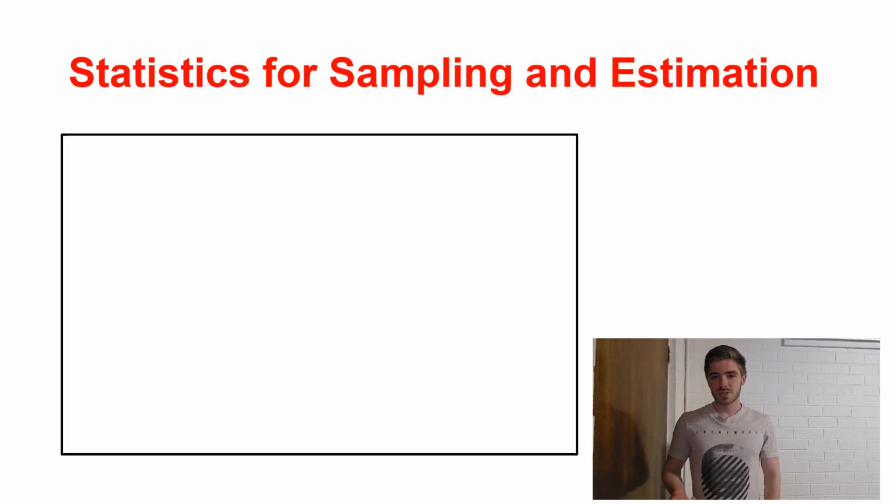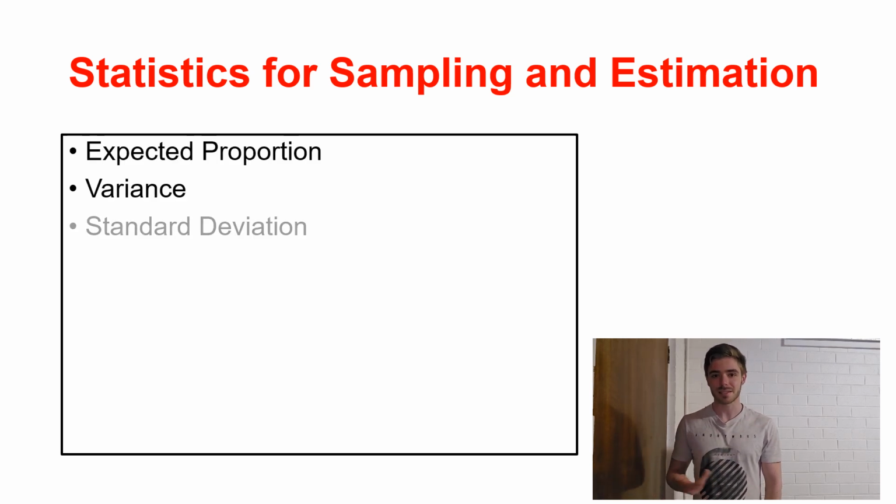In this video, we're going to dive deeper into sampling and estimation by looking at how to calculate the key statistics for sampling and estimation, including the expected proportion, the variance, and the standard deviation.